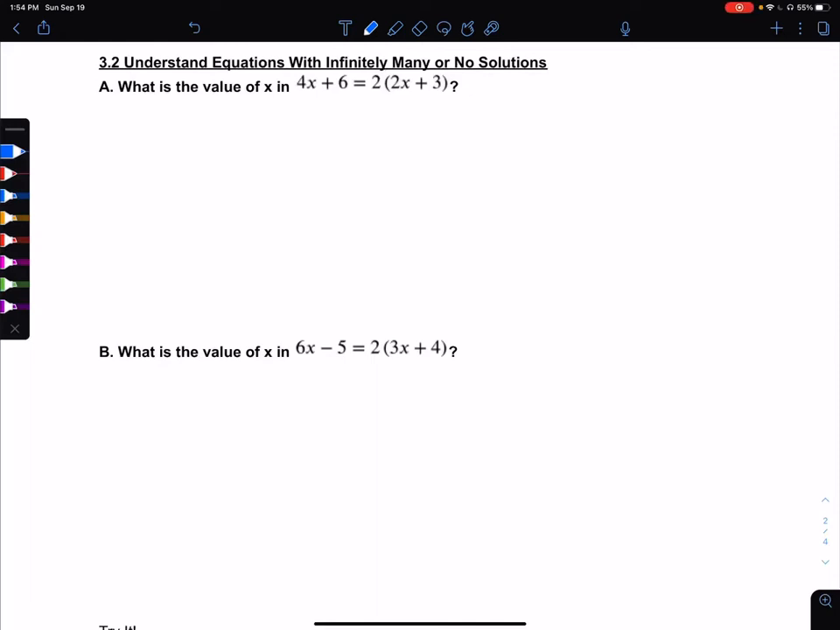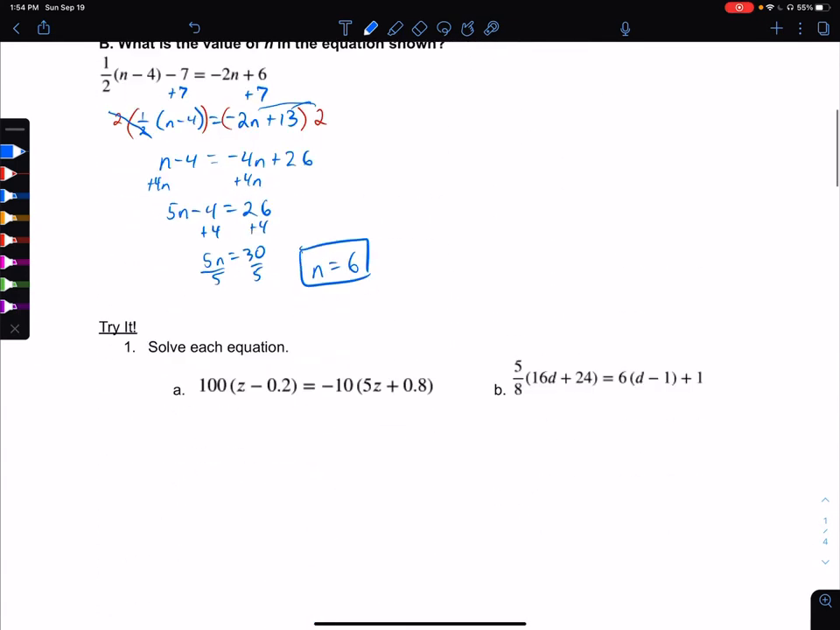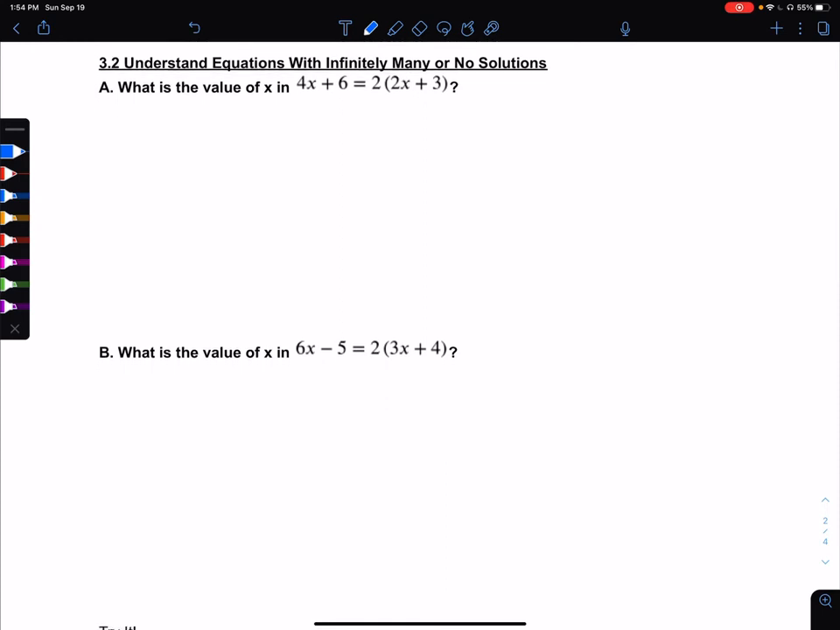Look at topic 3, example 2, where we understand equations with infinitely many or no solutions. So it's quite similar to solving equations like we did in example 1, where there's variables on both sides. But this applies to solving any type of equation, including the ones we covered in topic 2.